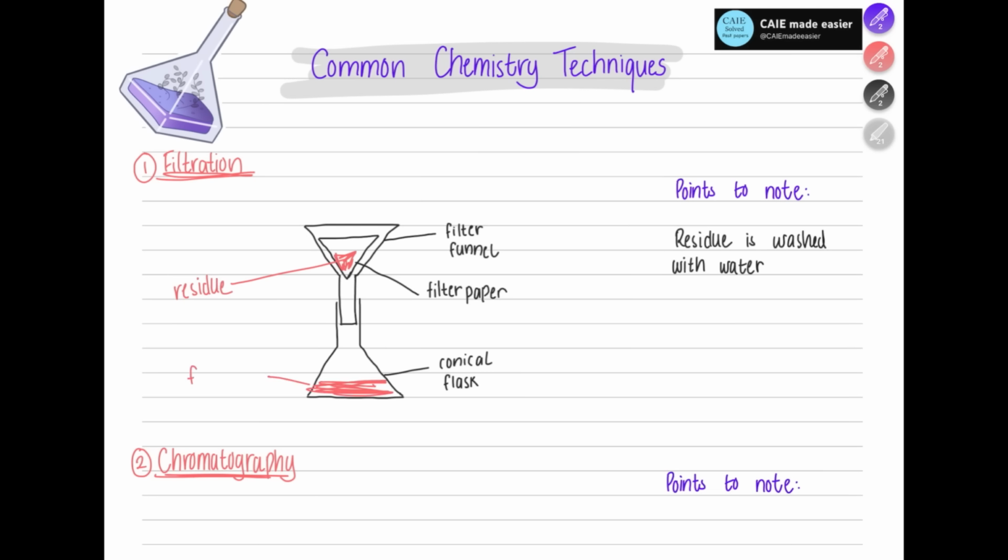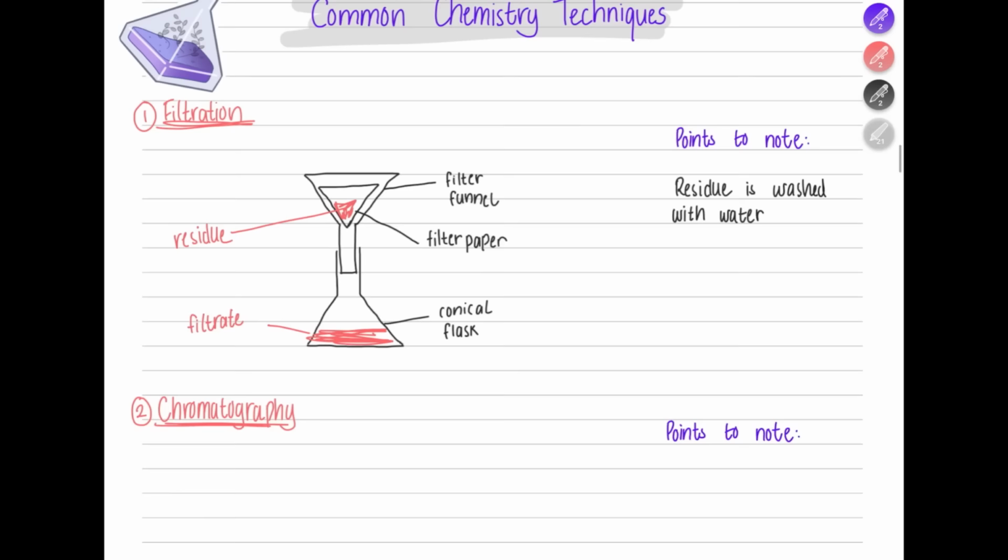For example, water. Now, one common question that you can get for filtration is, you can be asked to draw this diagram or label one of them. Or one more question is, why is the residue washed with water? This is to obtain a pure sample, to remove any droplets of filtrate, for example, some crystals here, and this is maybe some chemical. If you wash this with water, you get a pure sample and any droplets of filtrate will get washed away.